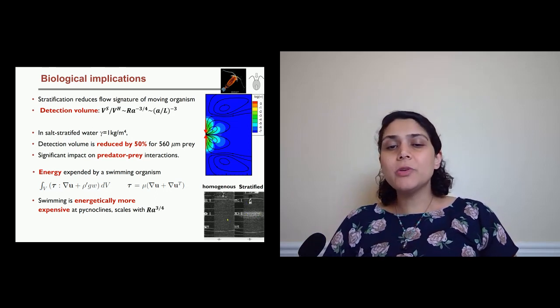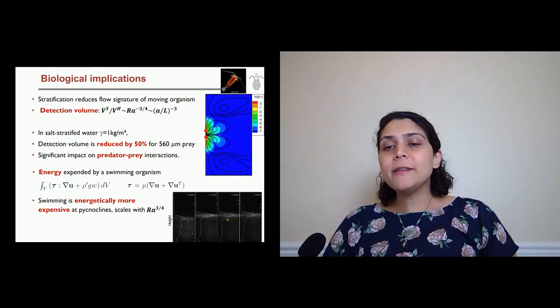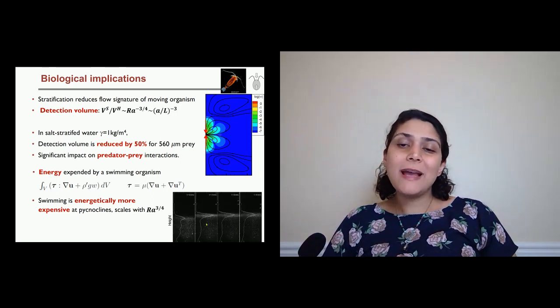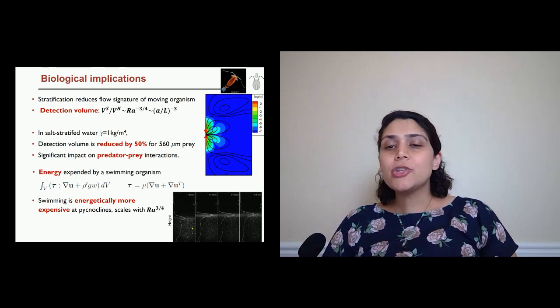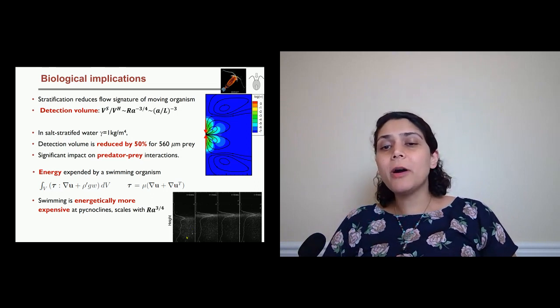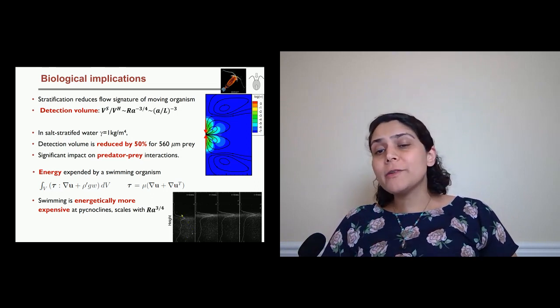Our own experiments with Akashiwo sanguinea, which is the algae cell leading to red tide, show the same thing. If you have salty water at the bottom and you add fresh water at the top at time 0, in about 10 minutes, you see them accumulating near the interface.